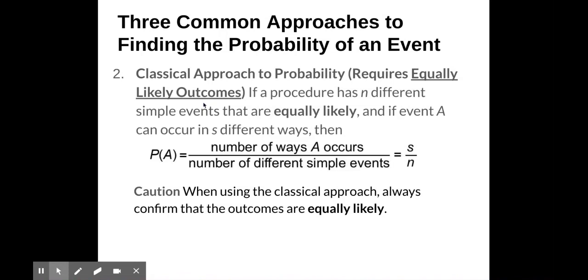So big key in this is equally likely outcomes. That's something we always have to make sure we have before we do this. A lot of the times we can adapt the way we count things or think about things so that we do have equally likely outcomes. And a lot of the times that's kind of how we naturally will think about how to do these problems. But I just want to make sure that's very clear in our heads. We have to have equally likely outcomes.